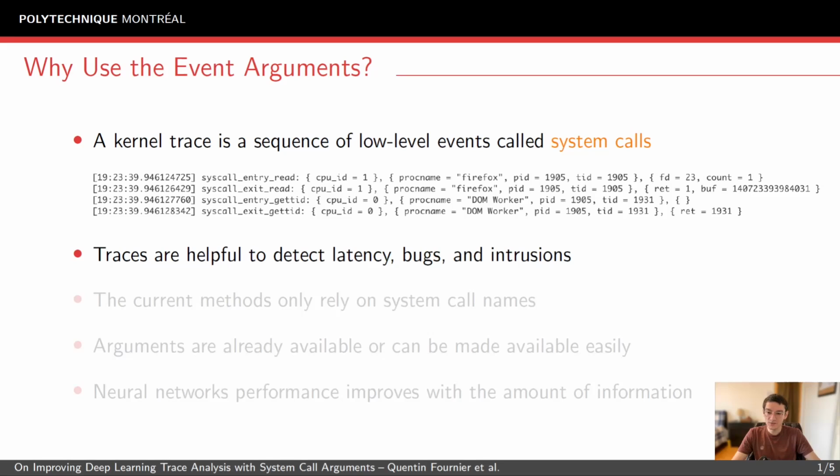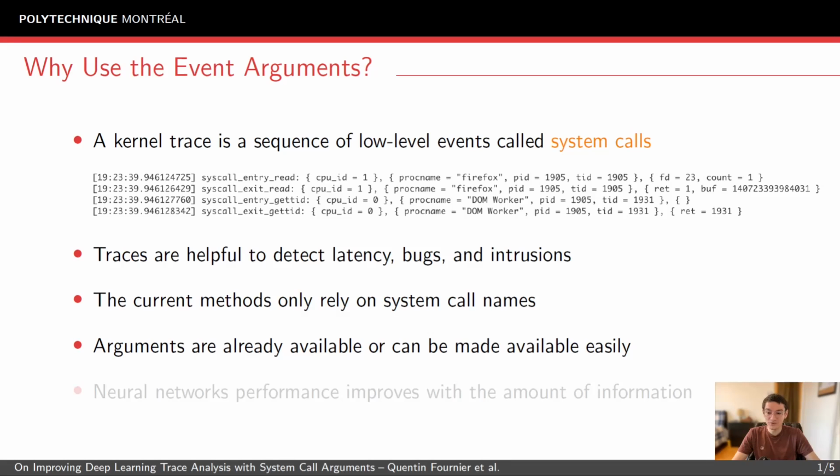Traces are helpful to detect latency, bugs, and intrusions, and have been extensively used in the literature. However, most of the current methods only rely on the system call names. So in the example below, we would only consider read and getTID. However, all the arguments are already available or can be made available quite easily. So we could consider the process names, the PID, the TID, and so forth.